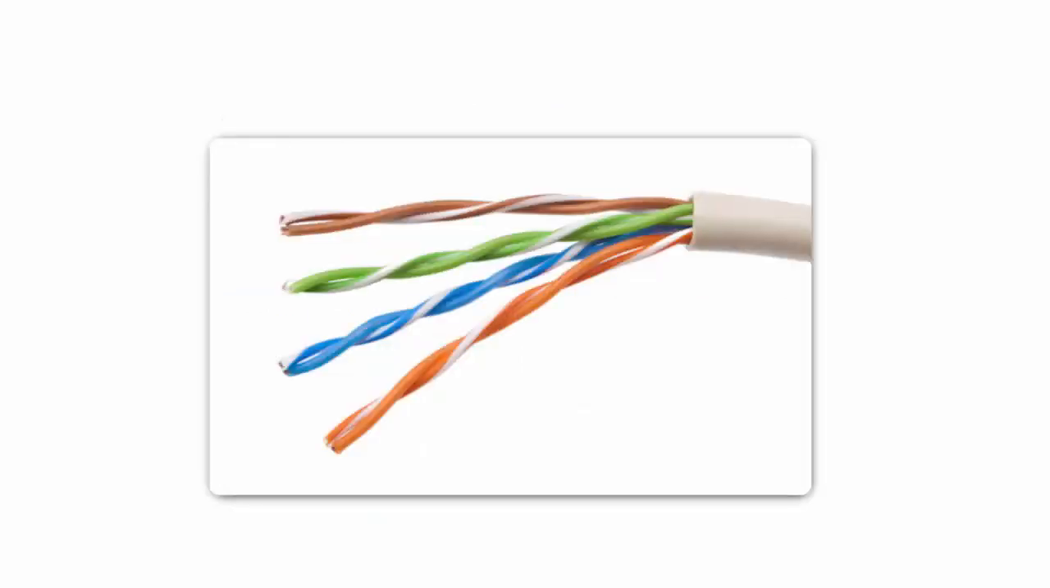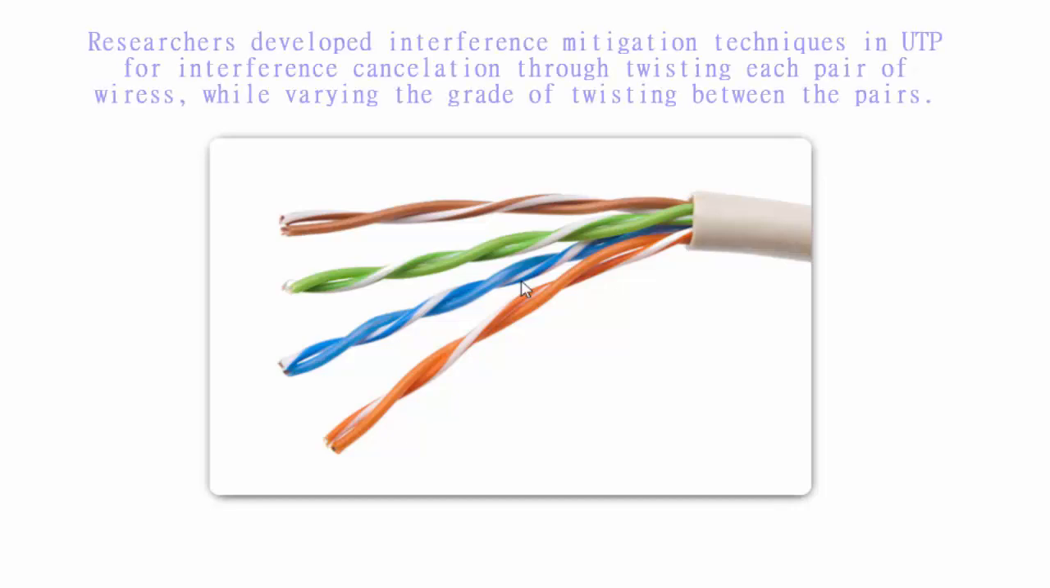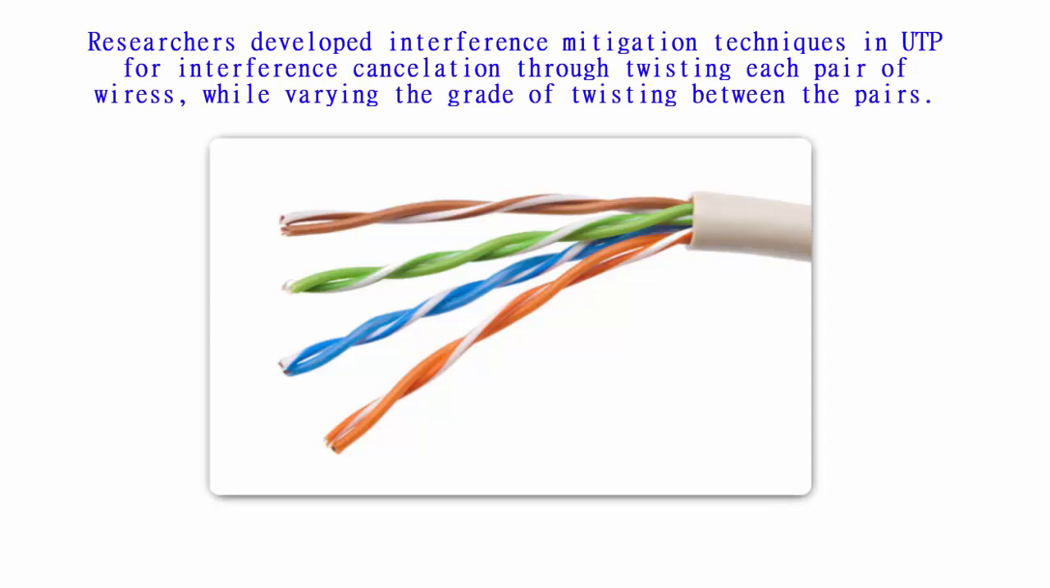So as we said, UTP does not have this braided foil shield, in which case someone might think that it's very much prone to electromagnetic interference. However, researchers use two simple techniques for mitigating electromagnetic interference. Of course, not with the same quality as STP. However, UTP uses the technique of cancellation.